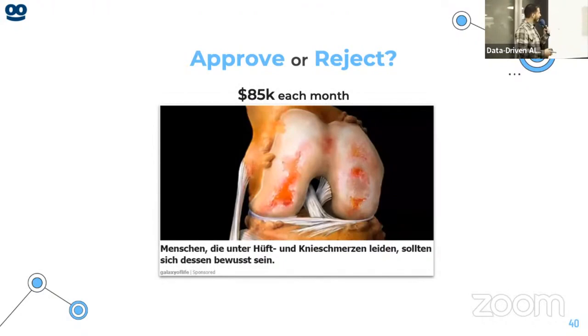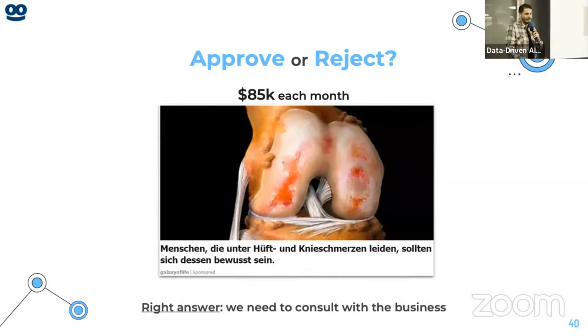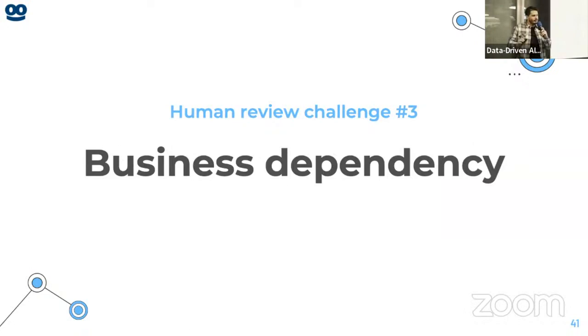Now, if you work for Taboola, who here would approve it? Raise your hand. So it's not clear cut, because sometimes there are some business considerations to be made before we take a decision, and we must consult the business. So this is another challenge we have with human review, that the policy is sometimes a bit vague. Sometimes we need to get some guidance.